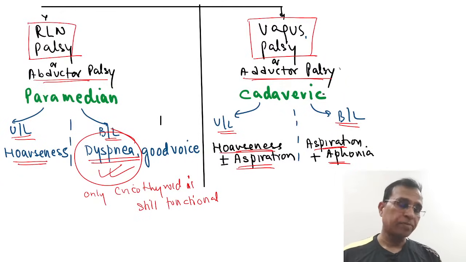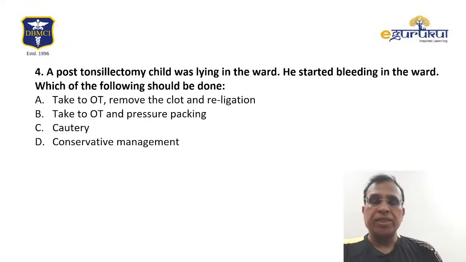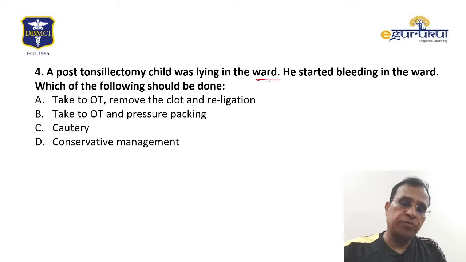Right. Okay. A post-tonsillectomy child was lying in the ward. He started bleeding in the ward. Which of the following should be done? So if the patient after tonsillectomy is in the ward, most probably this is reactionary bleeding.